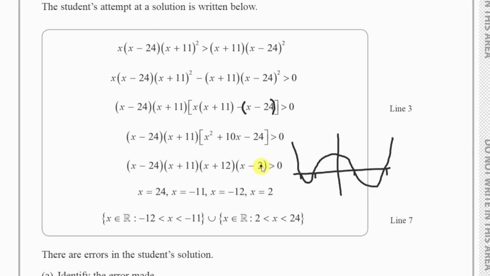Down to minus. We want this to be greater than 0. So actually, we would want it to be less than minus 12, greater than 11, but less than 2, and then greater than 24. So they've actually got the wrong way round on this line. They've got their inequalities wrong. That's always a safe bet if they've got an error on their last line, that they've done the incorrect inequalities. So let's now formalise that to be able to get the marks in the exam.